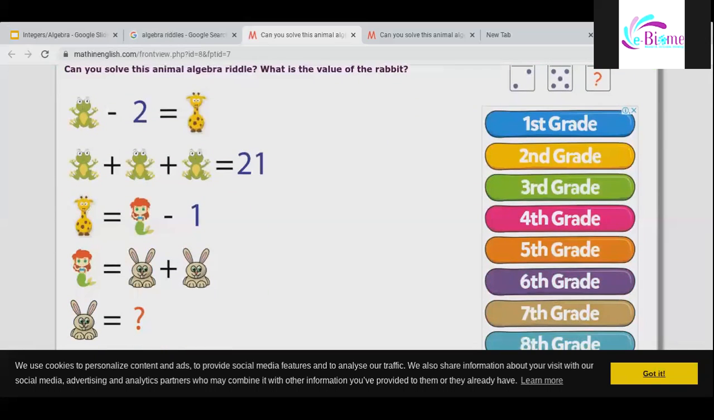Okay, sure, I'll try to solve it. Let's see. So a frog minus 2 equals a giraffe. 3 frogs equal 21. So a frog is 7. Giraffe equals mermaid minus 1. Okay, so giraffe is 5. So 5 minus 6 equals minus 1. And mermaid equals 2 rabbits. So rabbit is 3, sir.